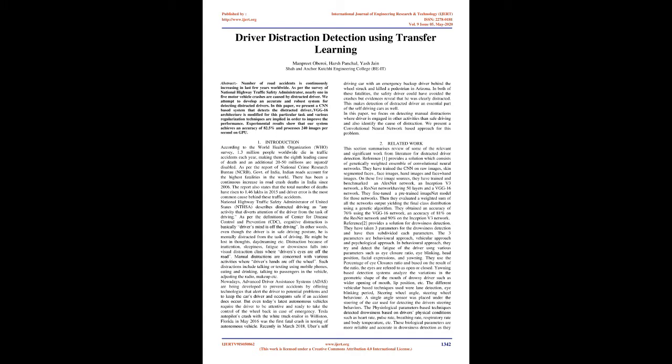In this paper, we present a CNN-based system that detects the distracted driver. The VGG16 architecture is modified for this particular task and various regularization techniques are applied in order to improve the performance. Experimental results show that our system achieves an accuracy of 82.5% and processes 240 images per second on GPU.